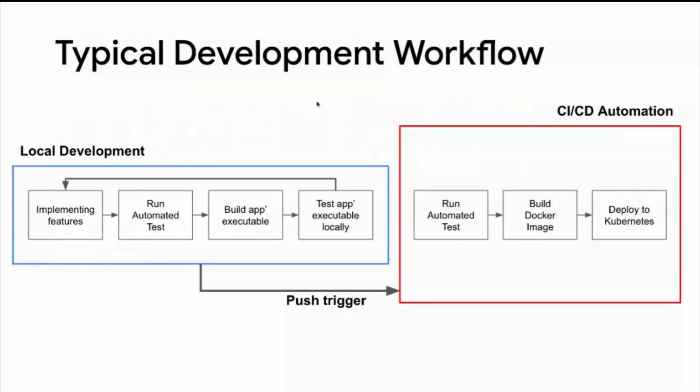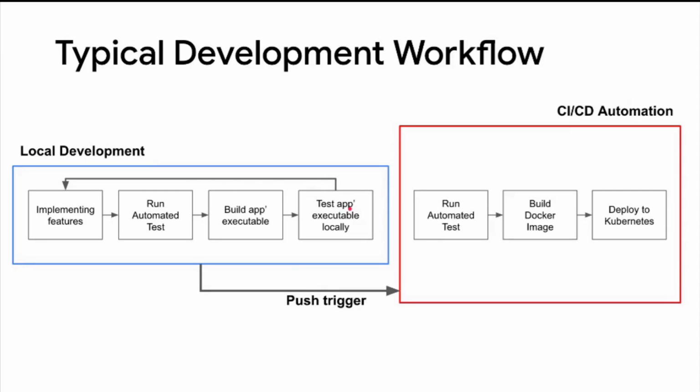So yeah, I think this is the typical development workflow that we have. There are two stages, right? The first one is local development, and the second is actually CI/CD automation. During the local development, we start work by implementing the features, and then we run the automated tests here. After that, we build the application, and then we test the app locally. Once we are done with one, we typically go back to the initial stage, which is implementing features, until we are done, and then we test it.